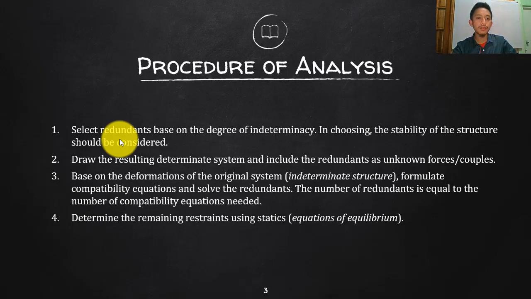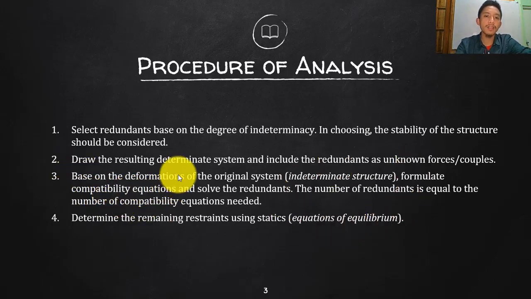And then number two, we draw the resulting determinate system, and do not forget to include the removed restraints as a force or couple. If your removed redundant is a moment, then that will be a couple, or if you say couple, that is the same as moment. That will be a moment applied. But if you remove a reaction force, then you will apply the redundant as a force. Okay, so that is your second step.